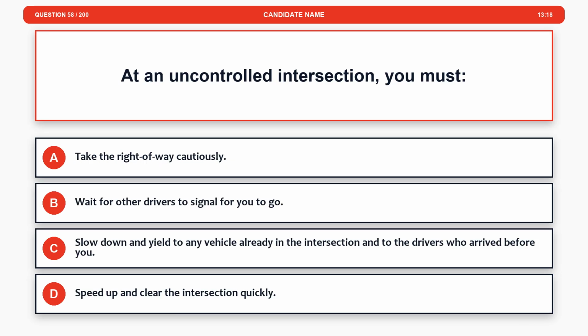Question 58. At an uncontrolled intersection, you must. Option A, take the right-of-way cautiously. Option B, wait for other drivers to signal for you to go. Option C, slow down and yield to any vehicle already in the intersection and to the drivers who arrived before you. Option D, speed up and clear the intersection quickly.